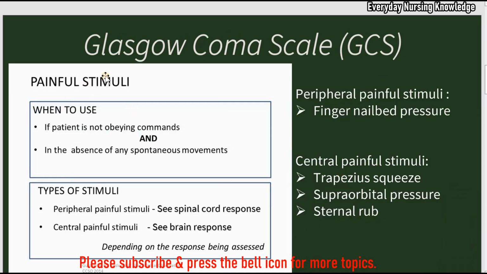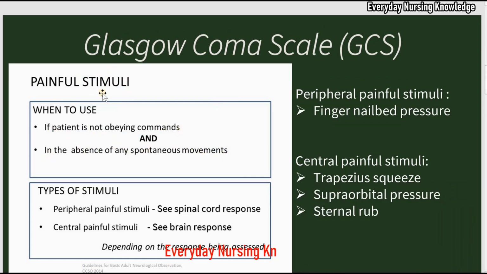Now, when do you apply painful stimuli? That is, if the patient is not obeying commands or in the absence of any spontaneous movement, you apply pain to the patient and you see the patient's response. There are two types of painful stimuli. One is peripheral painful stimuli and the other is central painful stimuli.